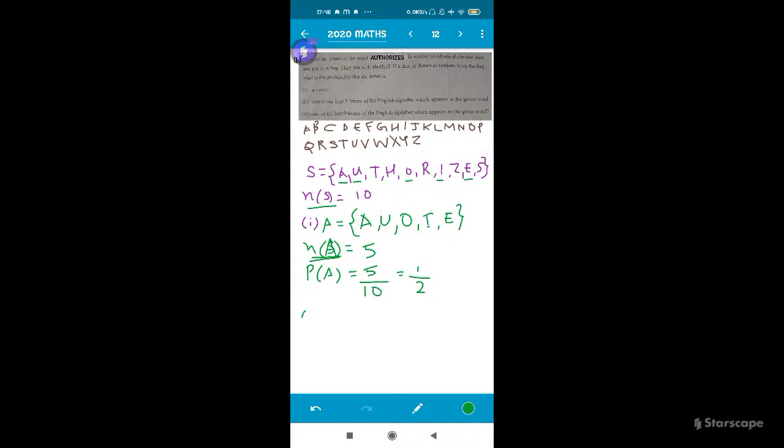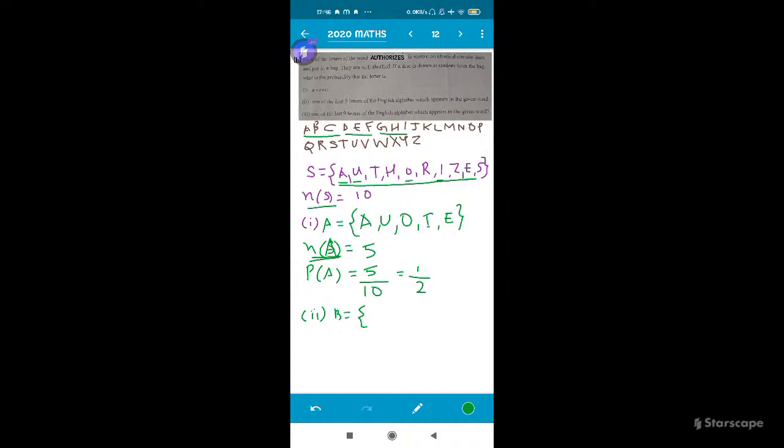The second question is one of the first 9 letters of the English alphabet which appears in the given word. So the first 9 letters of the English alphabet are A, B, C, D, E, F, G, H, I, till I. And out of these 9 letters, which of them are present in the sample space? We have to find that out first. So our B is that particular set. So out of A, B, C, D, E, F, G, H, I, let us see what are the letters which we have in our sample space.